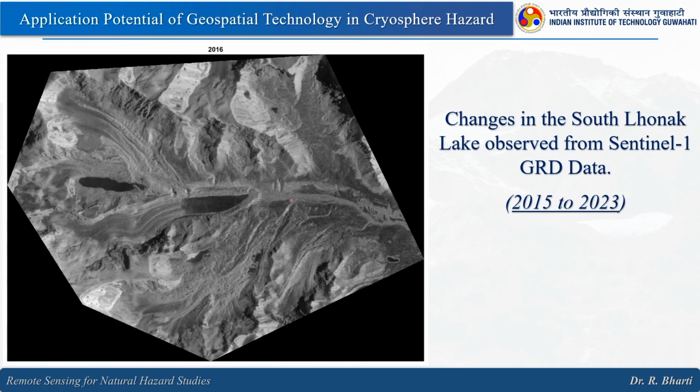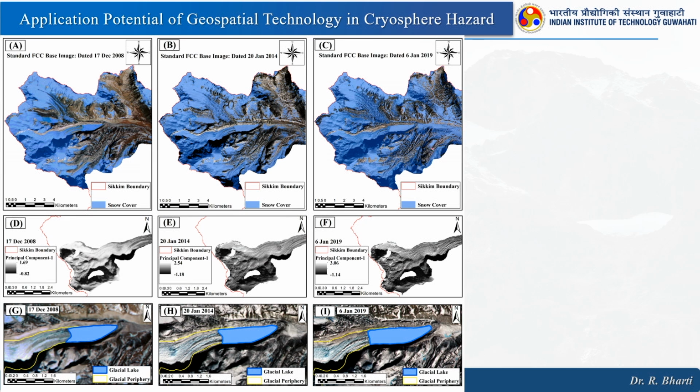This is another example from South Lhonak. So here you can see how the area is changing over the time, and it has also breached in the recent year, right. Here we have identified or we have monitored the glacial lake over the time. You can see starting from 2008, 2014, then 2019, how it is changing with time, right.